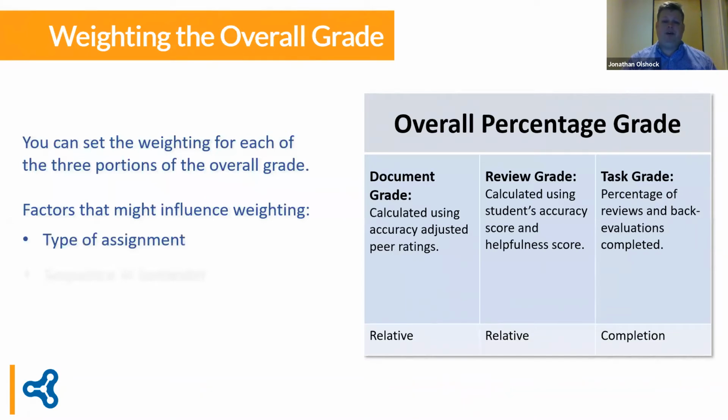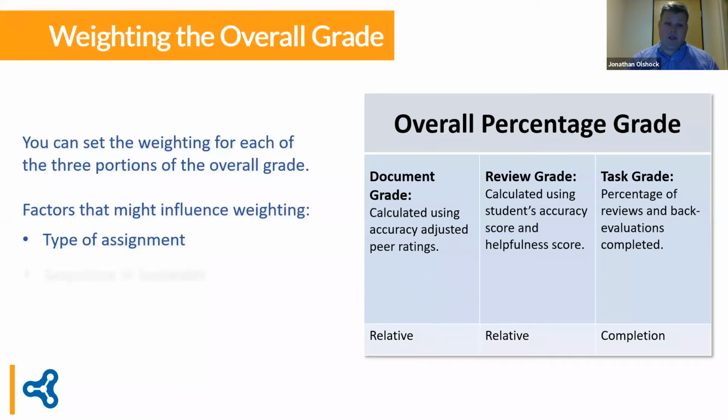Here are some situations where you might think about changing those defaults. Number one would be the type of assignment. We recently had an instructor reach out from Oregon State, and he wanted to know if he was able to just assign a grade for the reviewing part of the assignment. He wasn't necessarily interested in how well the document's performing, but rather how well his students are performing as reviewers. So he's really focused on those critical analysis skills.